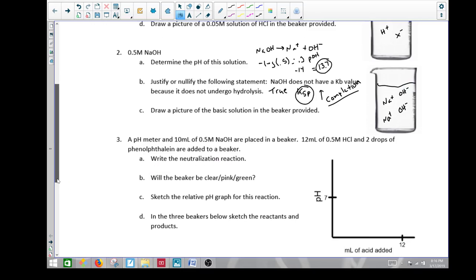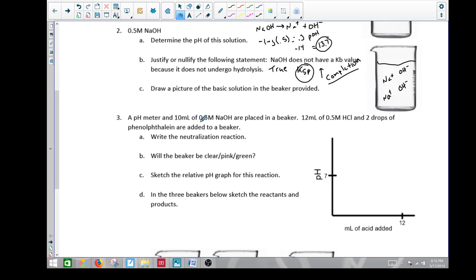All right, next up, a pH meter and 10 milliliters of 0.5 molar NaOH are placed in a beaker. 12 milliliters of 0.5 molar HCl and 2 drops of phenolphthalein are added to the beaker. Write the neutralization reaction. Okay, now again, there's different versions. If we had the molecular version, it would be NaOH plus HCl yields NaCl plus H2O. If we do the net ionic, because these are both strong, as you saw from the drawings above, they aren't actually together. They're separate. So it's going to be H plus plus OH negative yields, once again, water.